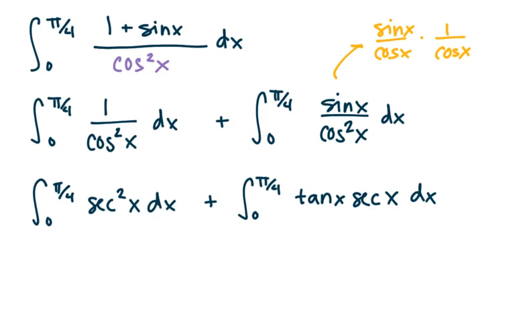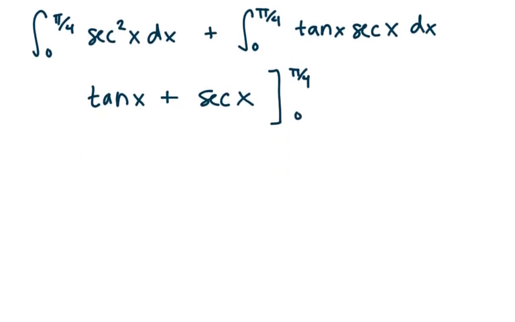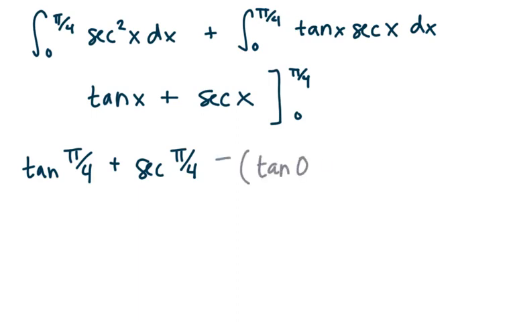So the integral of secant squared is tangent x, and the integral of tangent times secant is secant x. And of course, this now needs to be evaluated between pi over 4 and 0. So I have tangent of pi over 4. I like the way that looks. Tangent of pi over 4 plus secant of pi over 4. And then I'll plug my 0 value in, minus tangent of 0 plus secant of 0.